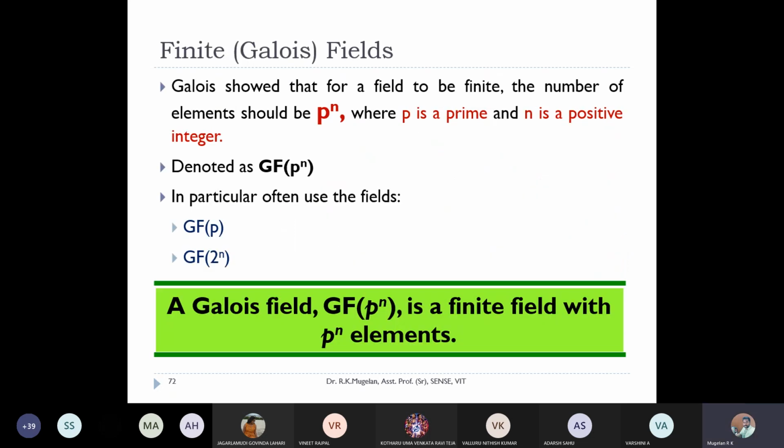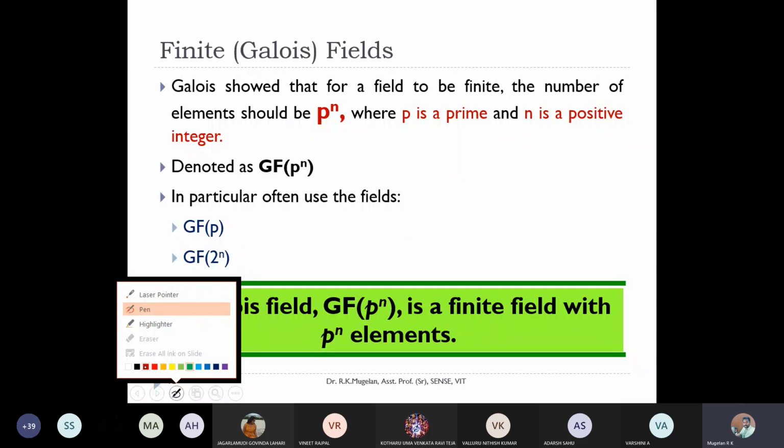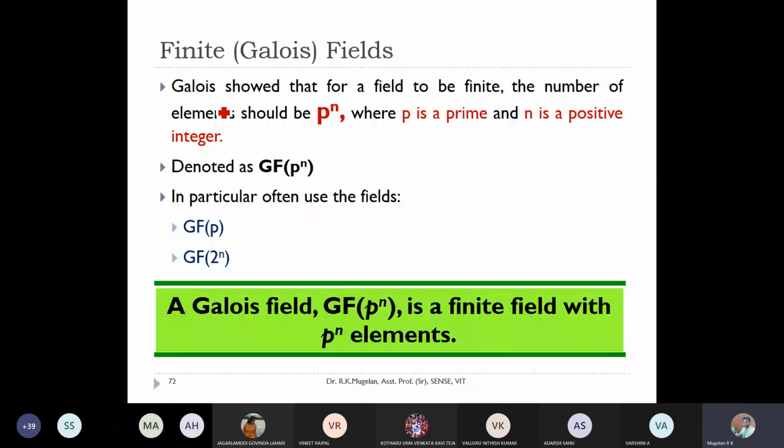Next, we are going to see the finite field, which is also called Galois field. This Galois field is used in our modern day cryptography techniques. What is this Galois field? The number of elements present inside that finite field or Galois field will be p power n, where p is a prime number and n is a positive integer. So it will be represented as GF of p power n.